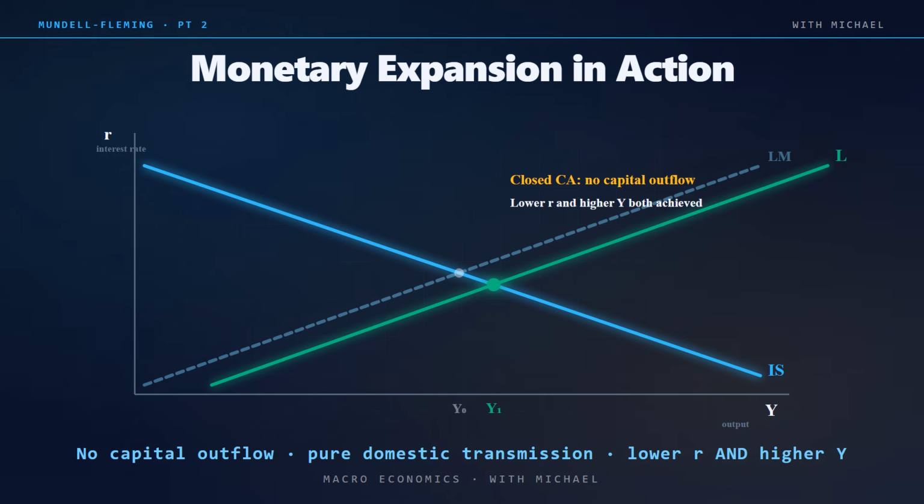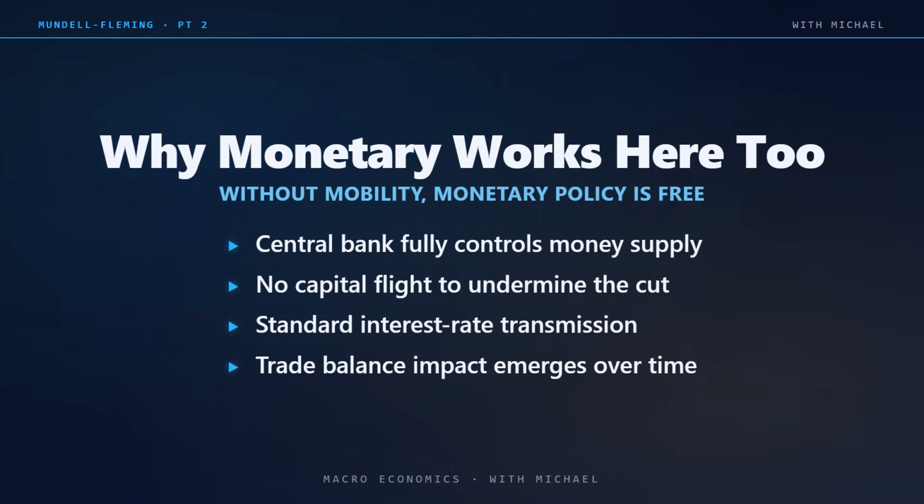This brings us to a critical distinction. Under no capital mobility, the exchange rate is determined entirely by trade flows, not by capital flows. If the country is on a floating exchange rate, the rate moves to balance the trade account, to equalize the value of exports and imports. If the country is on a fixed exchange rate, the central bank uses reserves to absorb trade imbalances. Either way, the exchange rate plays a different role than in the open capital account case.